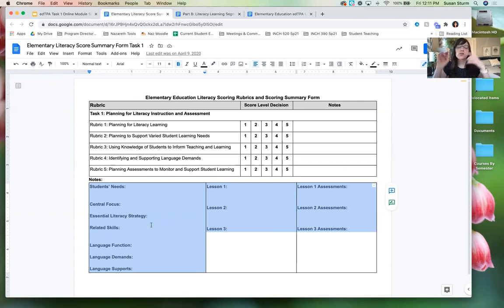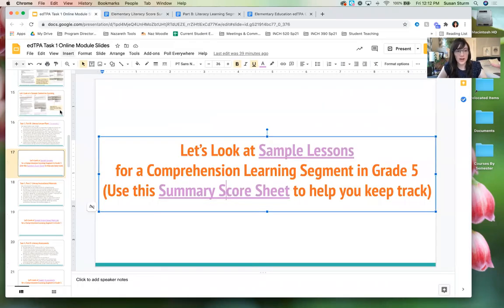So I know when I'm scoring an edTPA, I've got to keep track of what happened in lesson 1, what happened in lesson 2, what happened in lesson 3, what are the assessments being used for each lesson, what are the students' needs, are there IEPs, are there language learners, are they below grade level, what's the central focus? This one is comprehension. What's the essential strategy? This is synthesize. Related skills, if I had to guess, this would be using what I already know, using what I've read in the text, combining it to put together a new thought. And then the language function demands and supports. This doesn't come until later, and we'll talk about that later, but this is the notes section that I always use when I'm scoring a new edTPA.